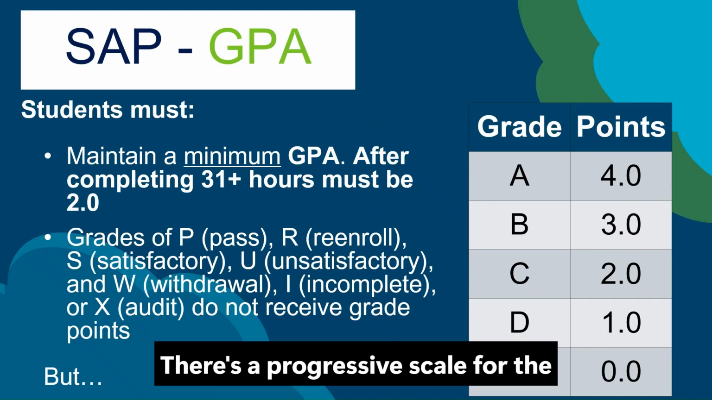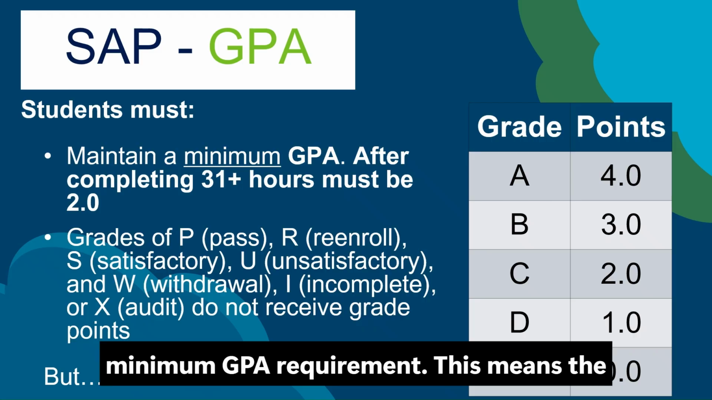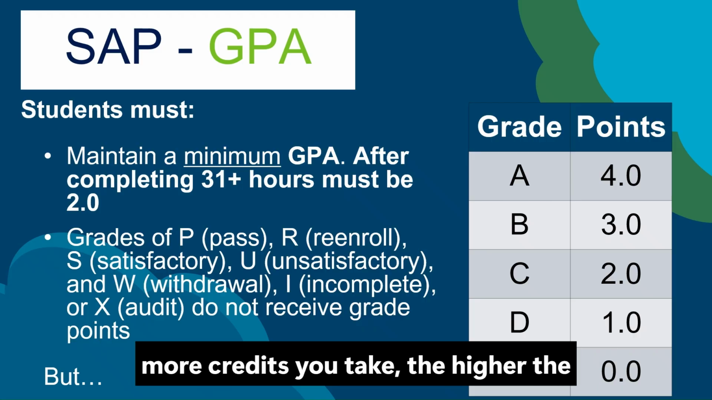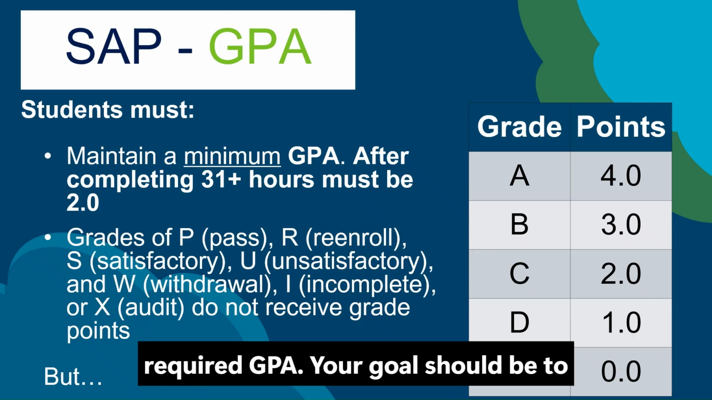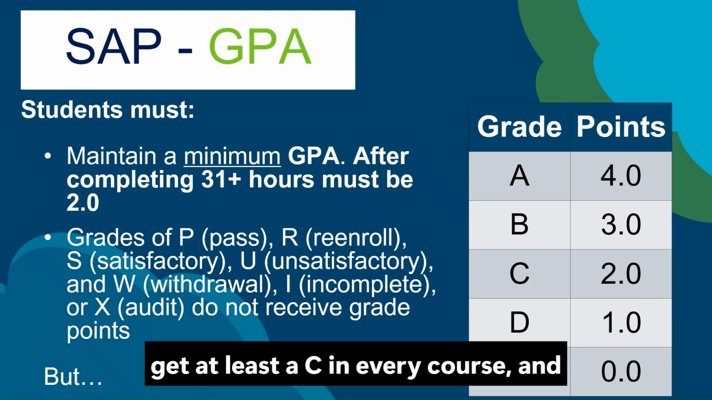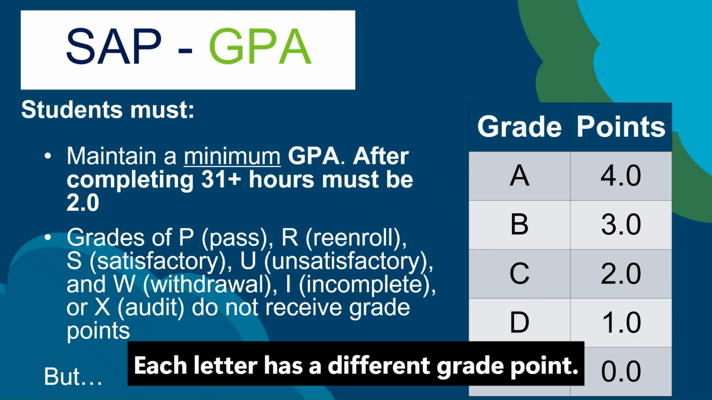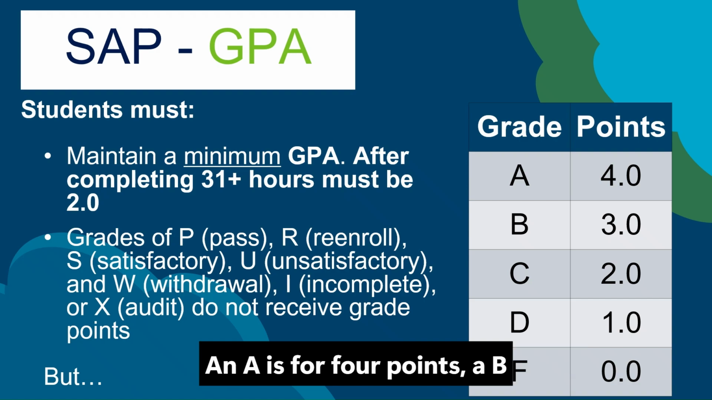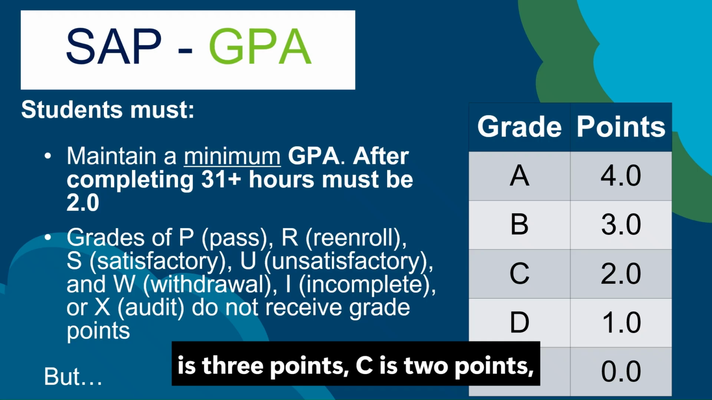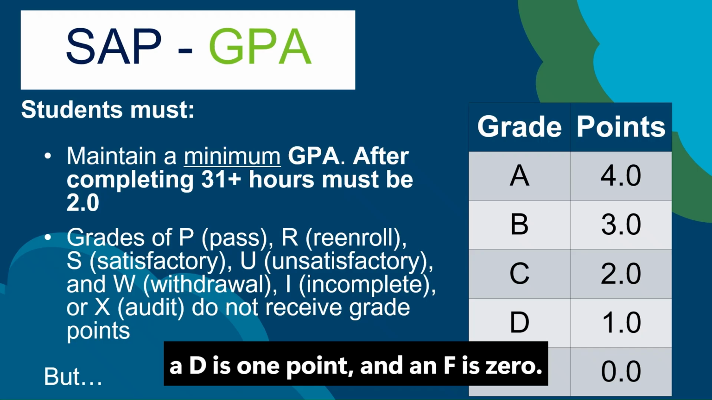There's a progressive scale for the minimum GPA requirement. This means the more credits you take, the higher the required GPA. Your goal should be to get at least a C in every course, and then you'll meet that requirement. Each letter has a different grade point. An A is 4 points, a B is 3 points, a C is 2 points, a D is 1 point, and an F is 0.